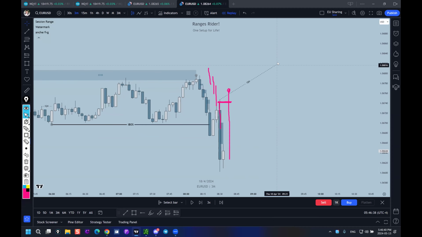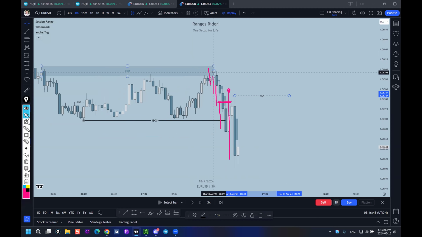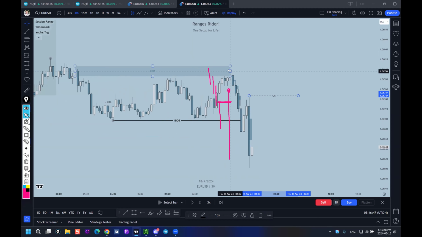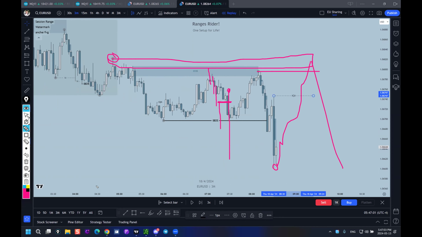But in case it's not, then you should know that if this is the QM, then this is not the change of character. Then you will remove this dot. Then your range will be from here to here if this is the QM. And then we are looking for sell somewhere from here. You understand? Absolutely. Okay.